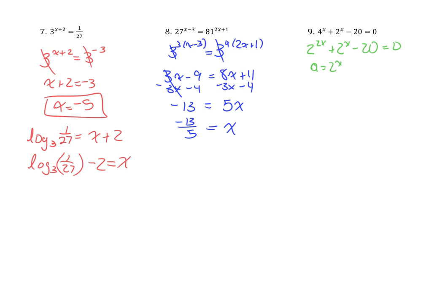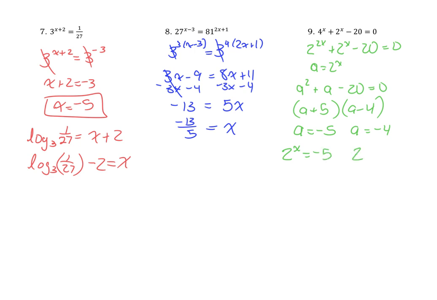So now I'm going to rewrite it as a squared, because 2 to the x, I'm left with a 2 up there, so it's squared, plus a, because that's 2 to the x, minus 20 equals 0. This is factorable: a plus 5, a minus 4. So a equals negative 5, a equals 4. Now I'm going to go 2 to the x is equal to negative 5, and 2 to the x equals 4. So I'm subbing back in place of a, the 2 to the x.